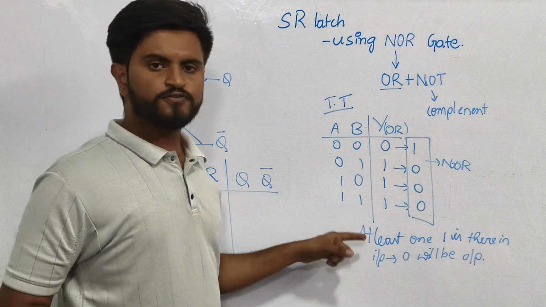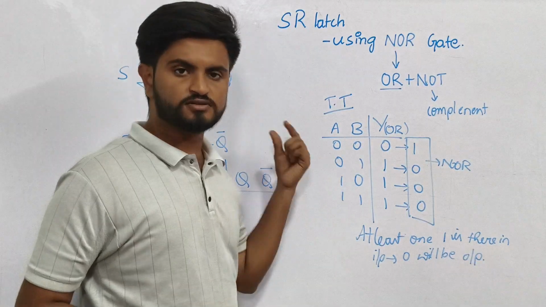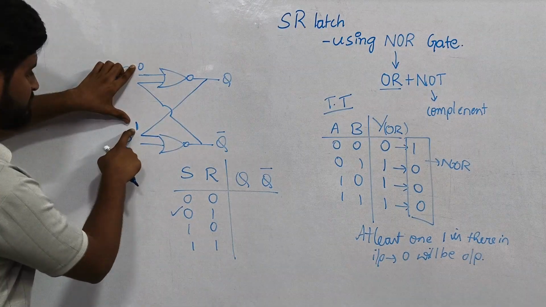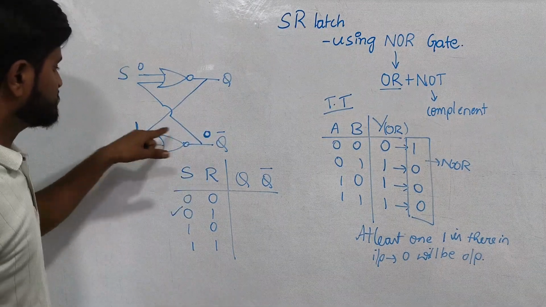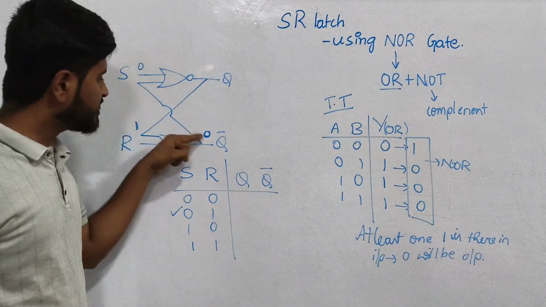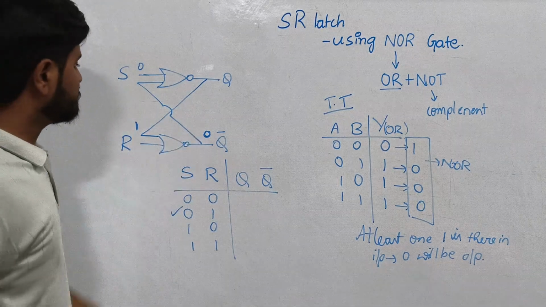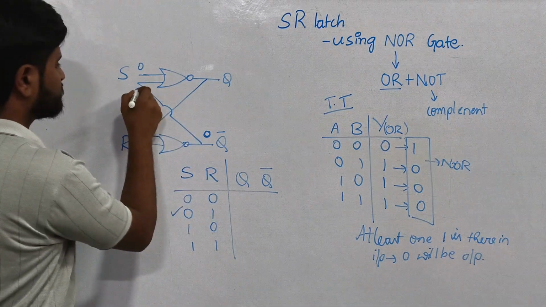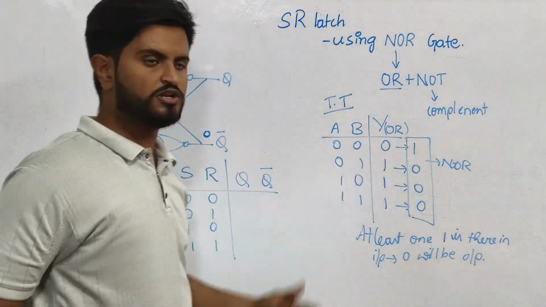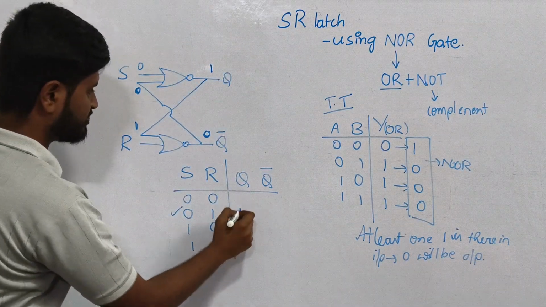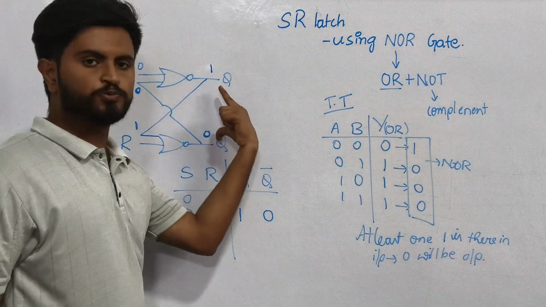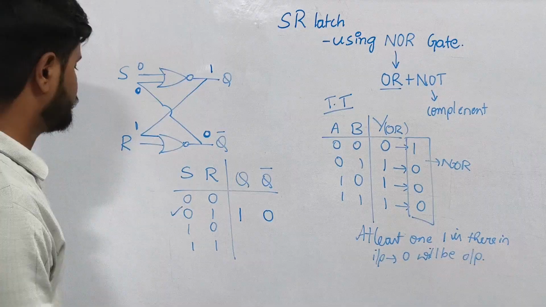We concluded that if at least one of the inputs is 1, my output will be 0. This 0 is coming because of the presence of this 1 as the input, so you must write it in front of that one only. So if you write 0 here, this will be acting as the input for this NOR gate. 0 and 0 means my output will be 1. So Q value is 1 and Q bar value is 0. Both my outputs are complements of each other, so this is satisfying the condition.